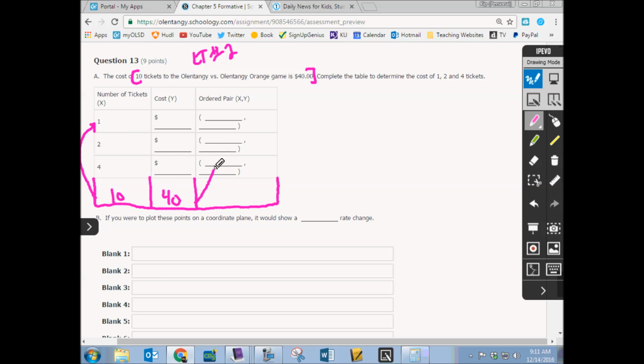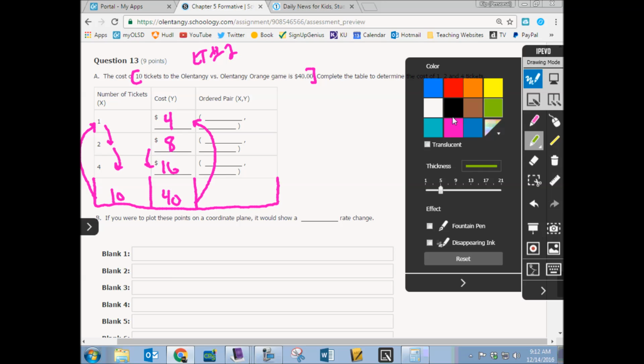So what do I have to do to $40 to figure out how much 1 ticket costs? Divide by 10. So don't you agree that each ticket is $4? Yep. So what am I doing to go from 1 ticket to 2 tickets? So wouldn't that be $8? What am I doing to go from 2 tickets to 4 tickets? So wouldn't that be times 2 there? 16. So people were confused.